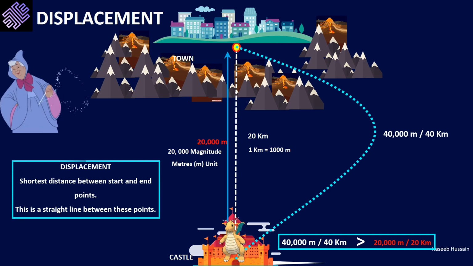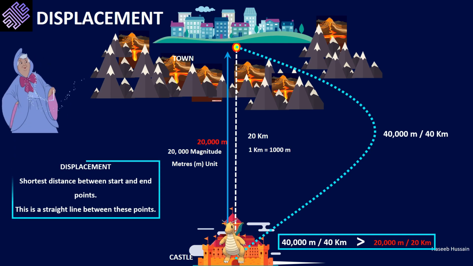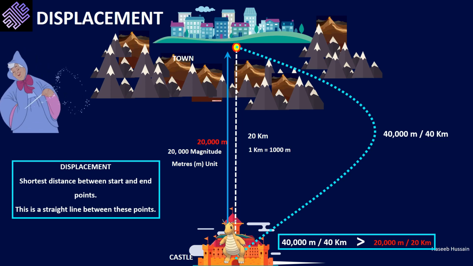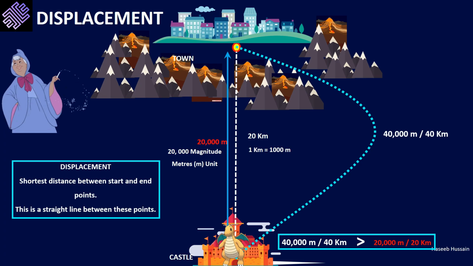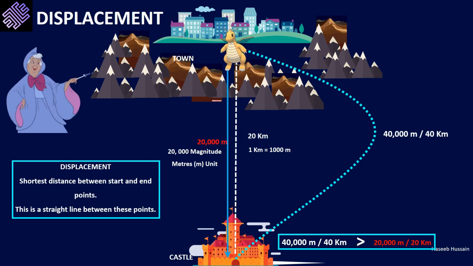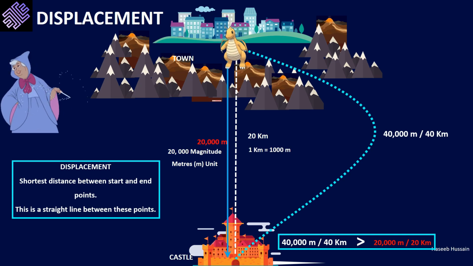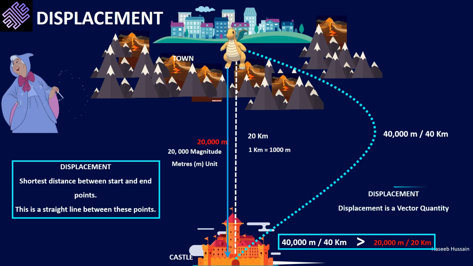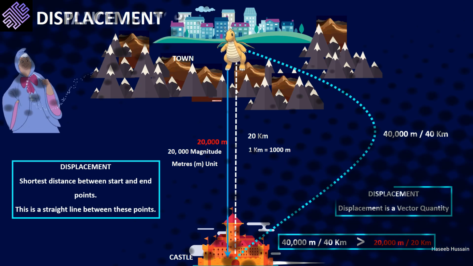The town is located directly north of the castle. The idea of displacement is that despite the difficulty, you could just ride your dragon and arrive at the town if you fly straight north of the castle. So while distance relies solely on the length covered, displacement is all about the shortest distance you can cover in a particular direction between the start and end point, hence a vector quantity.